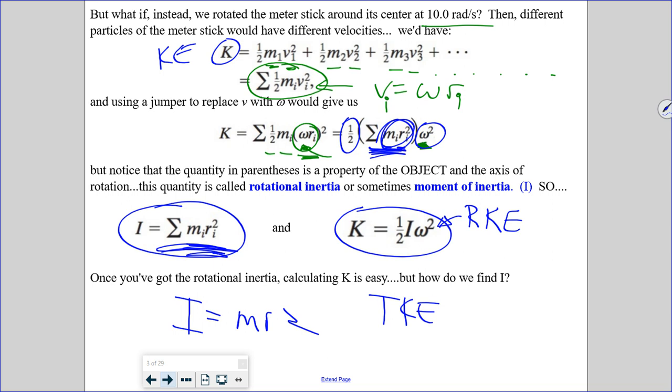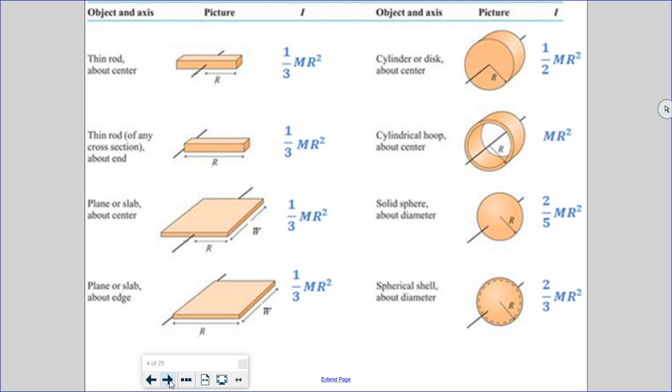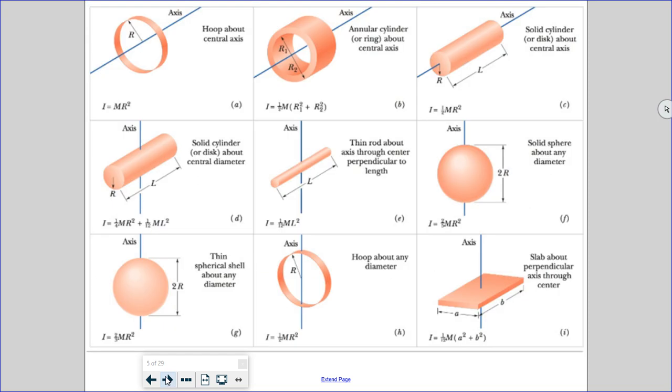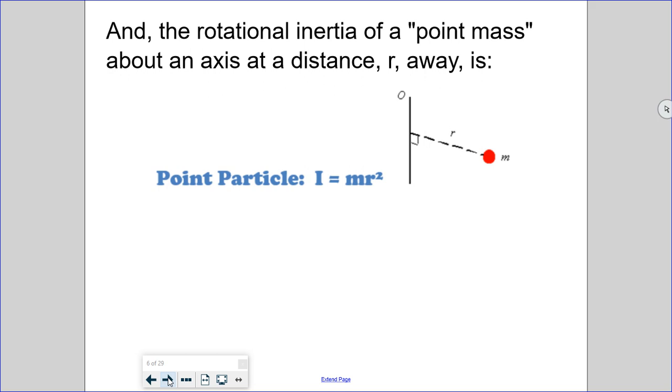So that is that. Once you've got the rotational inertia, calculating the rotational kinetic energy is easy. But how do we find I? Well, we have already learned about that last chapter, right? Once again, you've got all these different rotational inertias for different shapes. This is all review. I'm not going to go through it again because you've already learned all of this. Here's your rotational inertia for a particle.